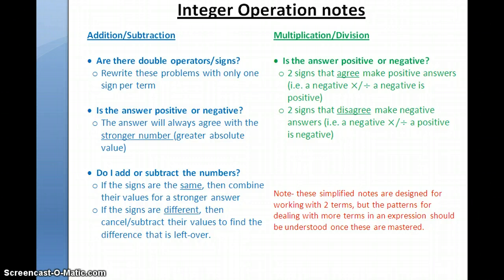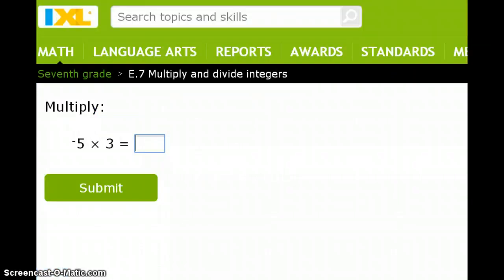So now I want to move on to some examples using our IXL. So we've got -5 times 3 times a +3. So using the rules I just talked about, their signs disagree, so it's going to be a negative answer. And then you just do 5 times 3, which is 15.